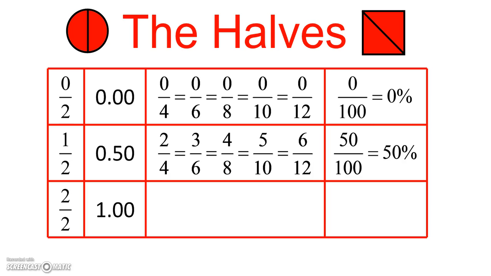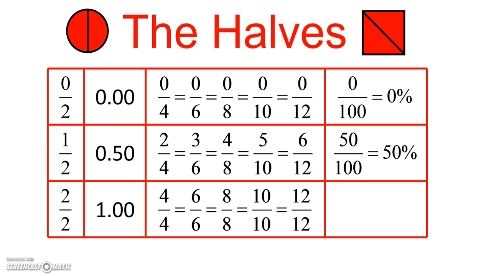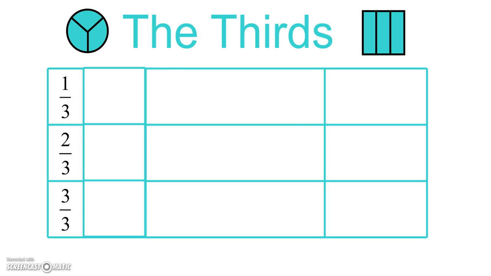And finally, 2/2. Here are a few equivalent fractions. Obviously, I could make one whose denominator is 100. It would be 100 over 100, or 100%. Easy. Memorize all of the equivalent fractions here and you will be set for life. Now let's talk about the thirds. The thirds are kind of funny. Oh, and by the way, notice I didn't list 0 thirds because we know that would be equivalent to 0 and the percentage would be 0%.